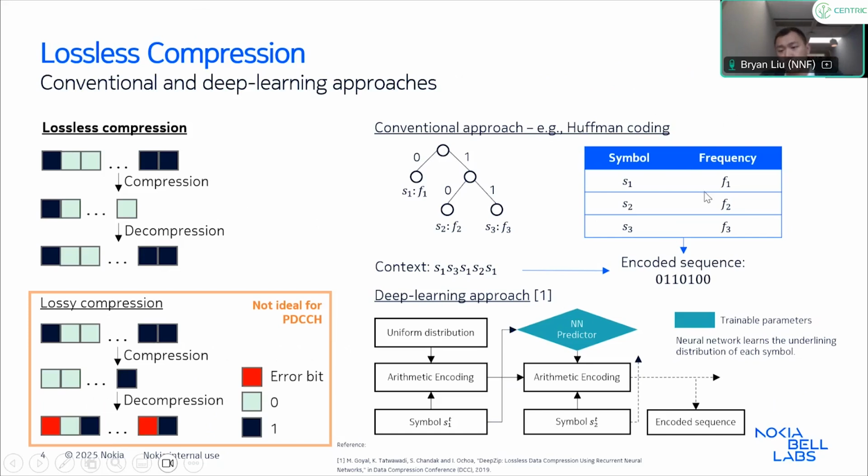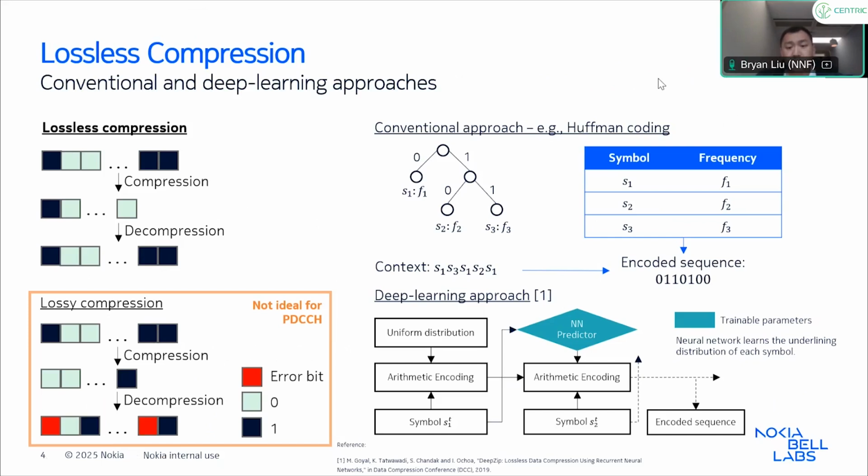For the conventional approach, there might be Huffman coding. That is a dictionary-based method where we collect the frequency of each symbol and generate one table or dictionary for the symbols to be compressed. Based on the frequency, we generate the encoded bits for each symbol, and in the end, we concatenate those encoded bits into one encoded sequence. That will be the losslessly compressed sequence. The problem is that it's not optimal, because sometimes the underlying correlation between these symbols is not easy to capture based on just one dictionary.